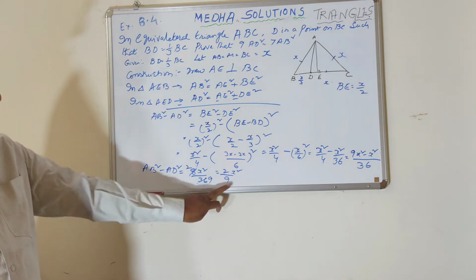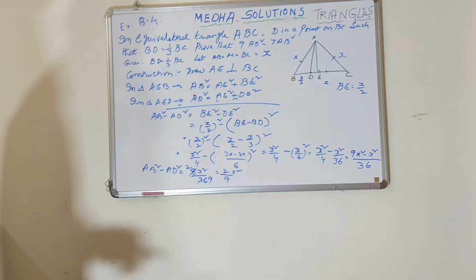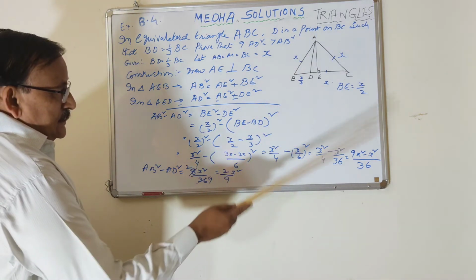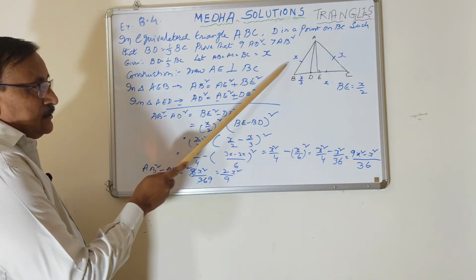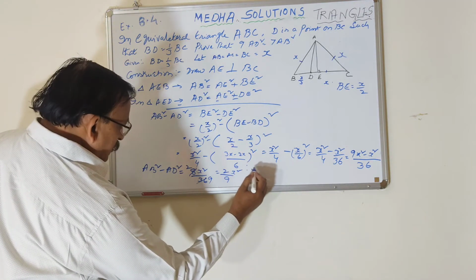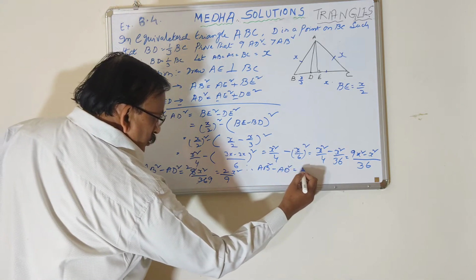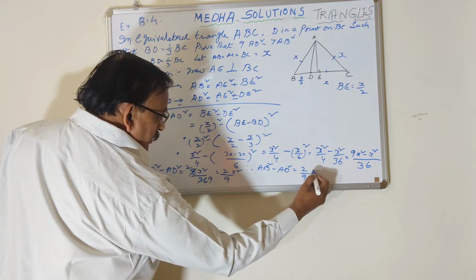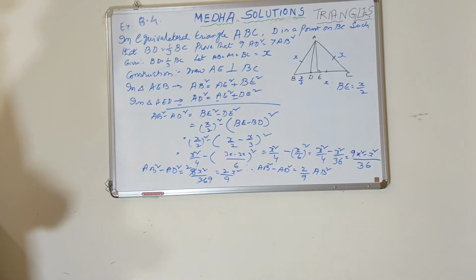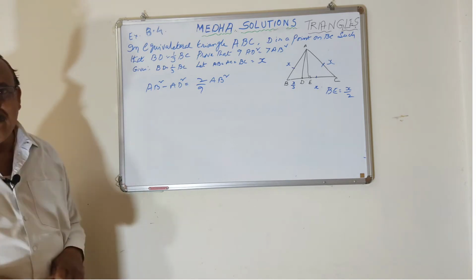Now 2 by 9 x square. Now we have to replace the x value here. See, what is that x value? x is equal to BC. We took x equal to BC. Since it is an equilateral triangle, we can take x equal to AB also. Therefore, AB square minus AD square is equal to 2 by 9 into AB square.